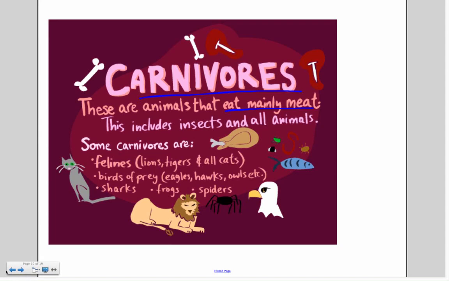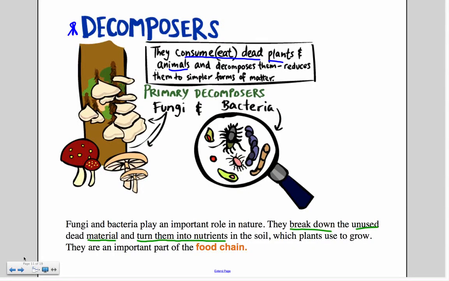Most of the carnivores that we would know, if we thought really hard about it, would be felines, and that includes all kinds of cats, both domestic and wild. Birds of prey, those are eagles, hawks, and owls. If you went to Scarborough Fair with the science club, then you saw these birds of prey, sharks and frogs, and even some spiders.